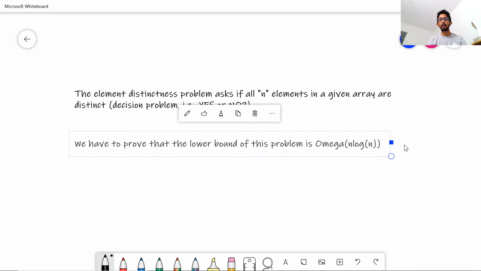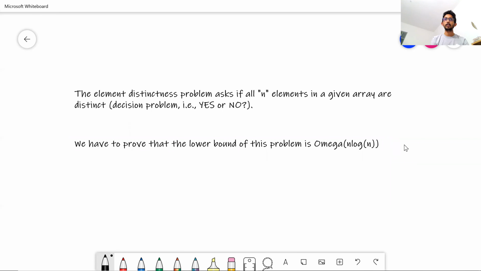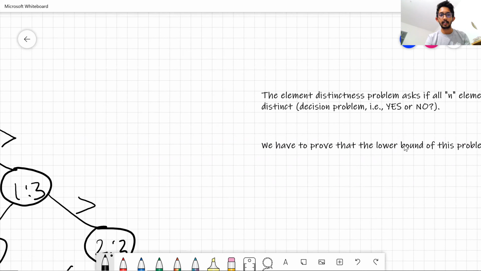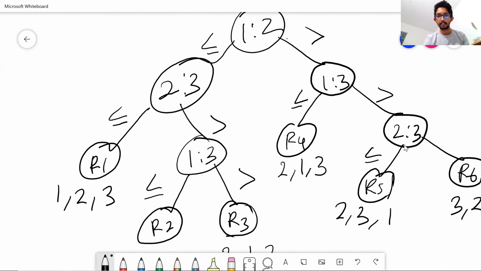And when we see n log n, the most important thing we think of is the sorting approach. We sort an array of numbers and compare them, and if there is any same number, we output yes or no. That approach is modeled using a decision tree. So this is a basic decision tree.